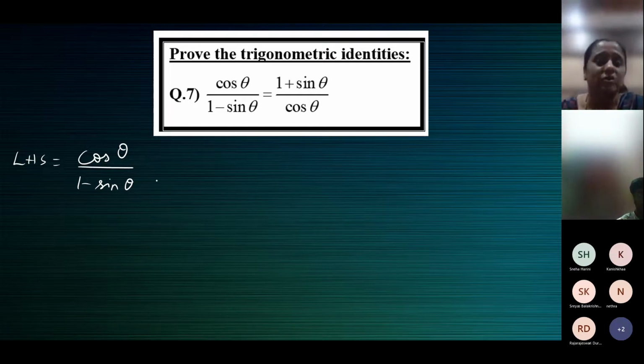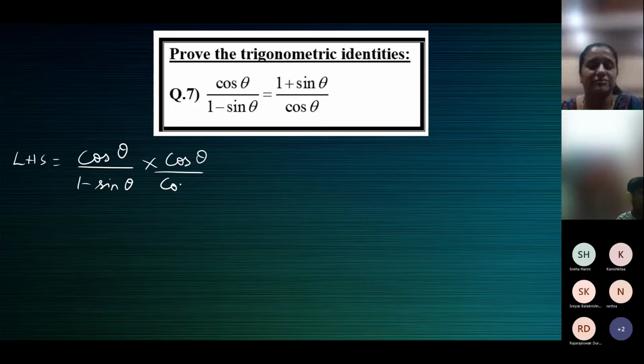So what to do? Now let's try to multiply the numerator and denominator by cos theta. We'll multiply the numerator and denominator by cos theta. Let's see what happens.